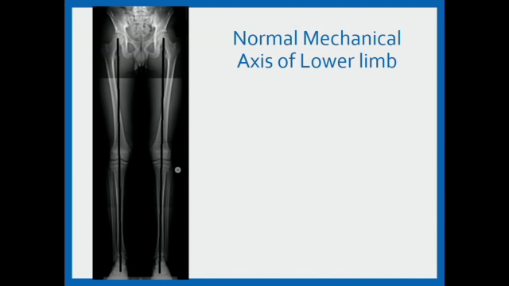So the aim of any deformity correction is this should be the eventual alignment of the limb. So you draw a mechanical axis, and it should pass through the center of the hip joint, center of the knee joint, and center of the ankle joint. If there's any deviation from this, then that's what you're aiming to correct.